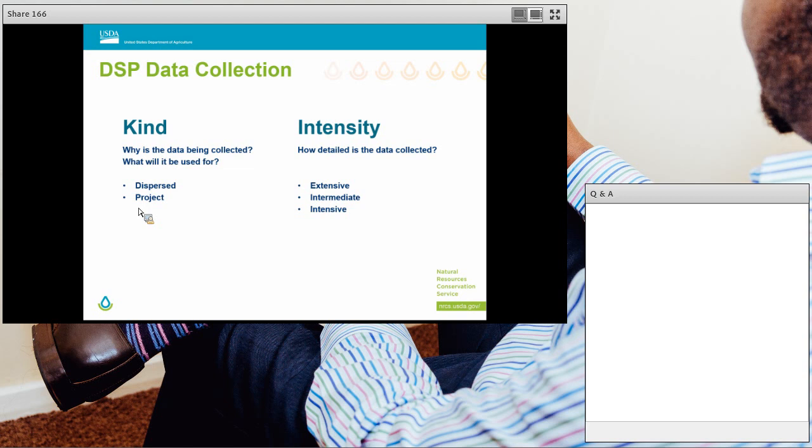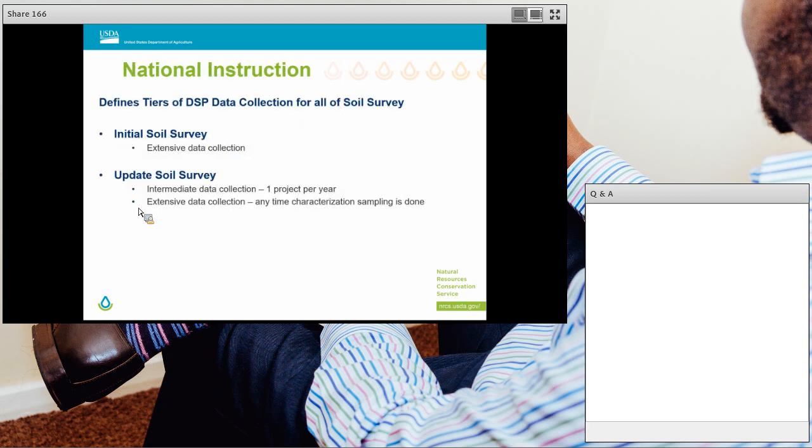On the other hand, if you are in a location where you really want to know DSP information about a certain soil, certain condition, or maybe you're just collecting lab samples somewhere very specific to a location, then that's the intensive. Intensive just means we're collecting samples, we're getting a lot of data for every single sample that's collected. So the national instruction defined tiers of DSP data collection for all of soil survey. And the idea is that for initial soil survey, it'll just be focused on that extensive soil data collection.